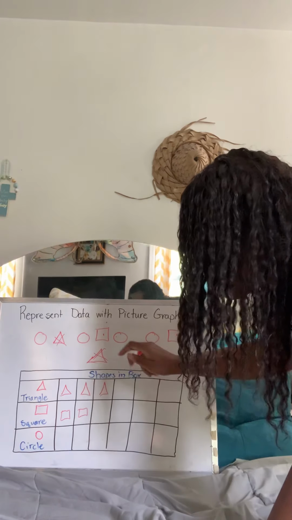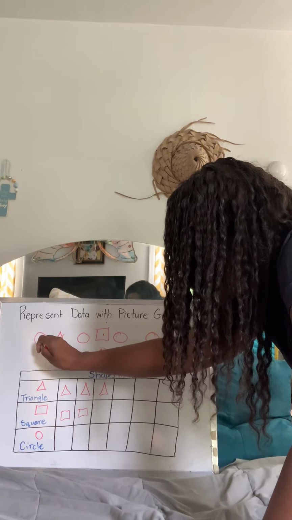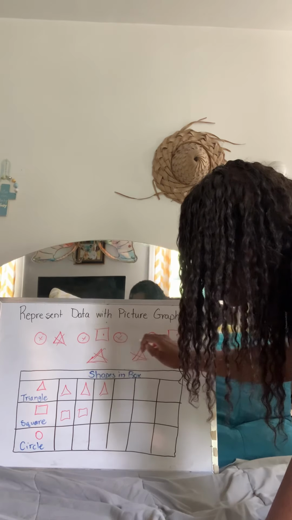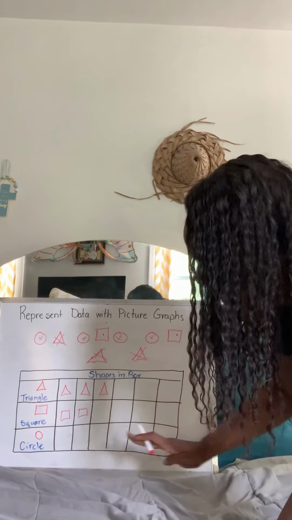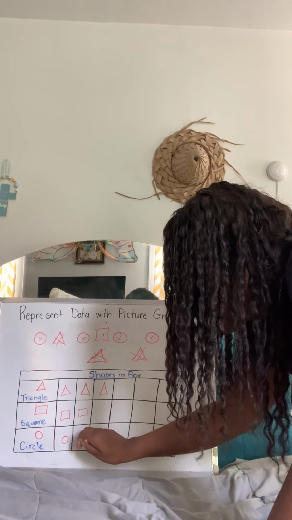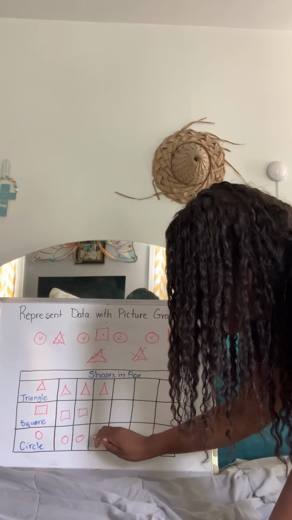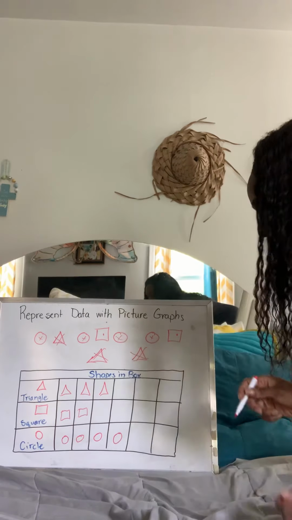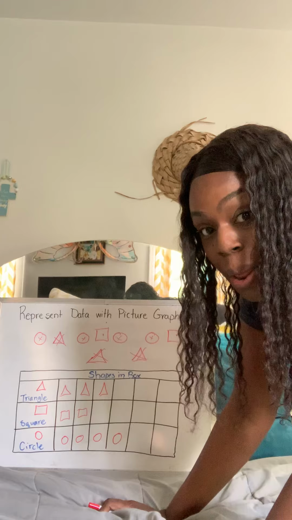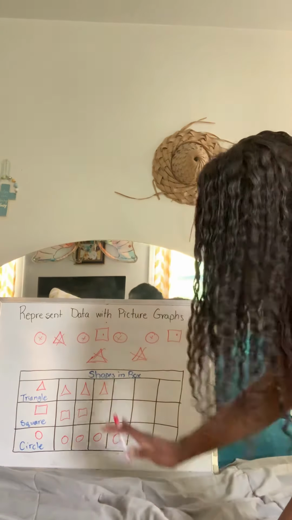So I'm going to count the circles. 1, 2, 3, 4. So there are 4 circles in the box. So that means in this last row, I'm going to draw 4 circles. 1, 2, 3, 4. There. Now I've created my picture graph using the data that I was given.